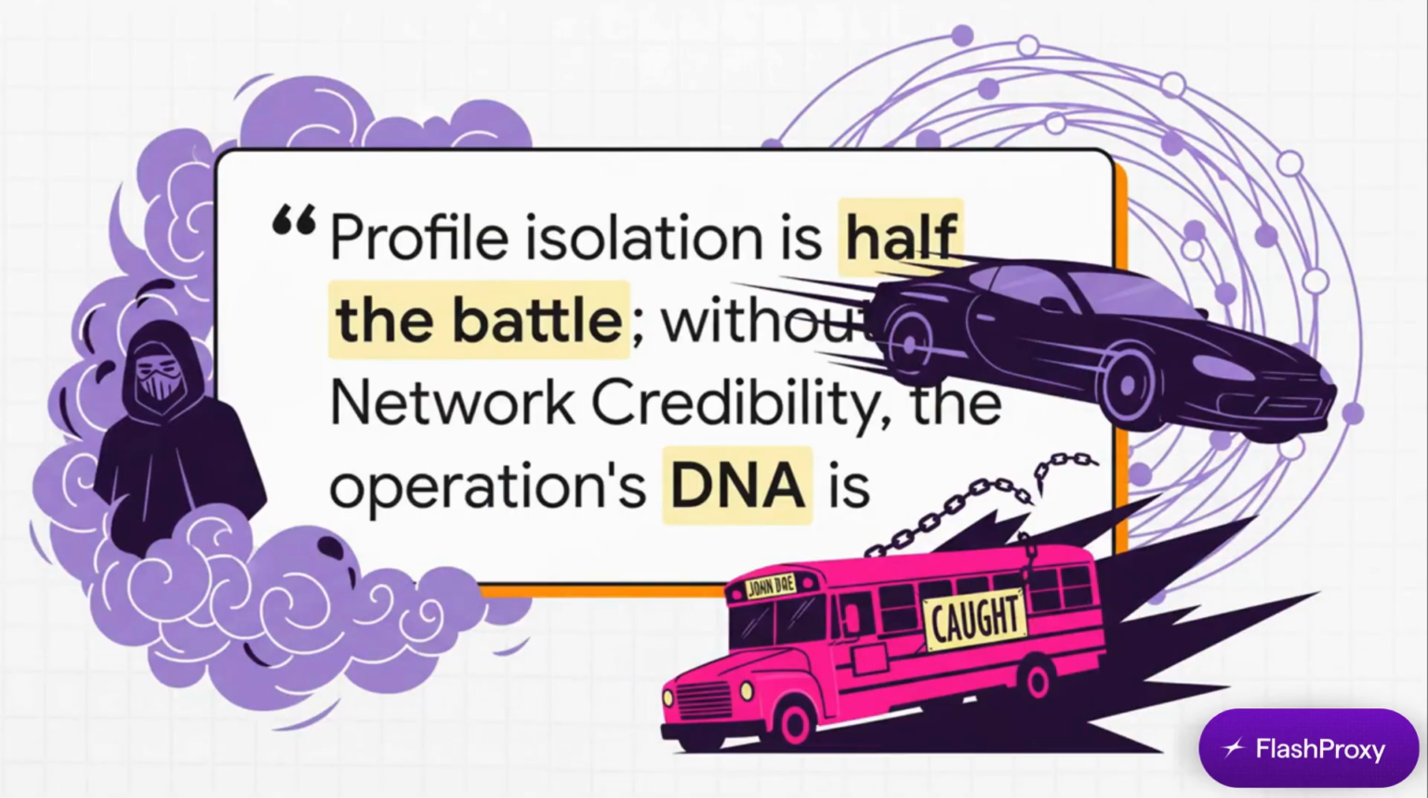This quote just sums it all up perfectly. Think of it this way. Profile isolation is like having the world's best disguise. But if your getaway car is a bright yellow school bus with your name on it, the disguise doesn't matter. You need both. You need the perfect disguise and the untraceable getaway car.